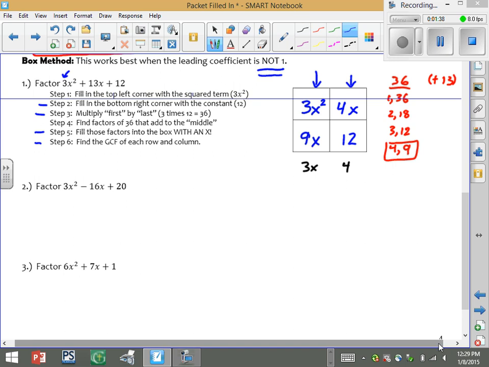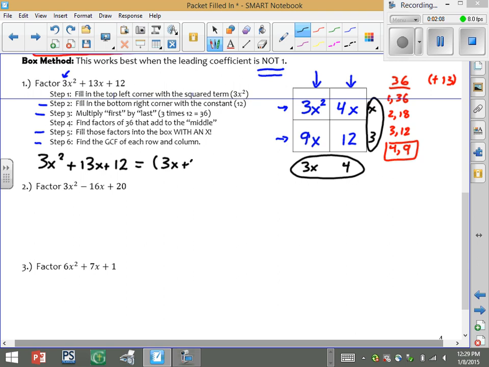Now we're going to do the rows. The GCF of 3x squared and 4x is the value x. And the GCF of 9x and 12 is 3. You see everything's positive. Our factored binomials are going to be these sets right here. So our new factored version, 3x squared plus 13x plus 12 factored, will be 3x plus 4 in one set of parentheses, x plus 3 in the other set of parentheses.